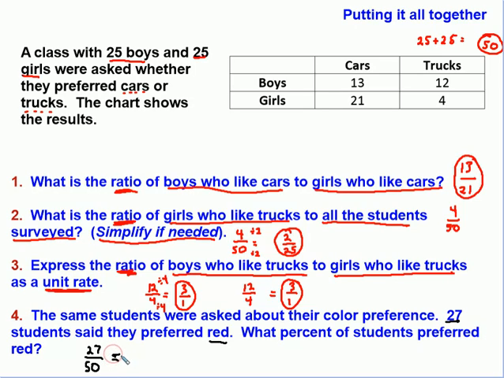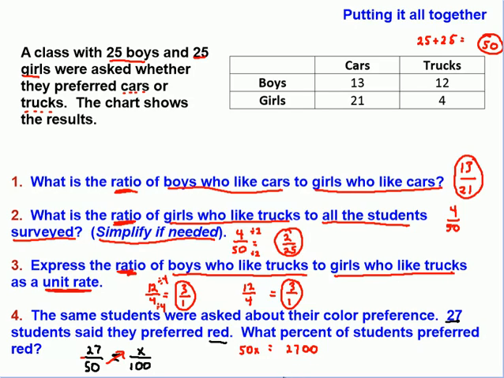Now, let's use our proportion to solve this problem. What percent of students preferred red? Well, a percent is always a ratio of something to 100. So we know the 100 is going to be on the bottom, but we don't know our top value. Well, fortunately, this looks like every other proportion that we've solved, and we're just going to cross multiply to solve this. So we'll wind up with 50 times x, 50x, is equal to 27 times 100. That's going to be 27 with 2 zeros after it, 2700.